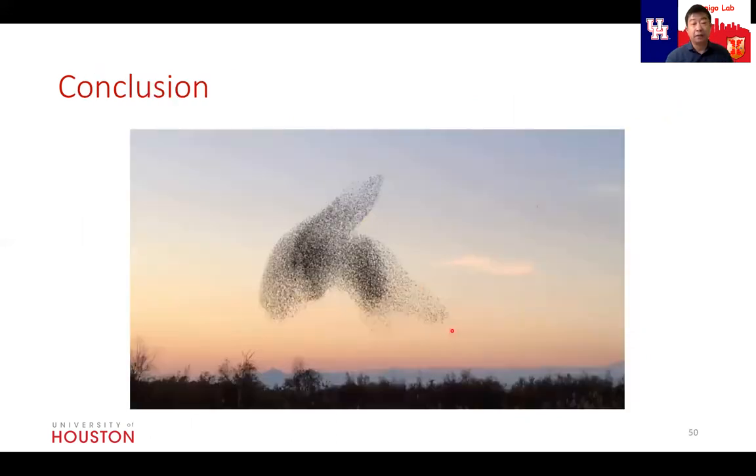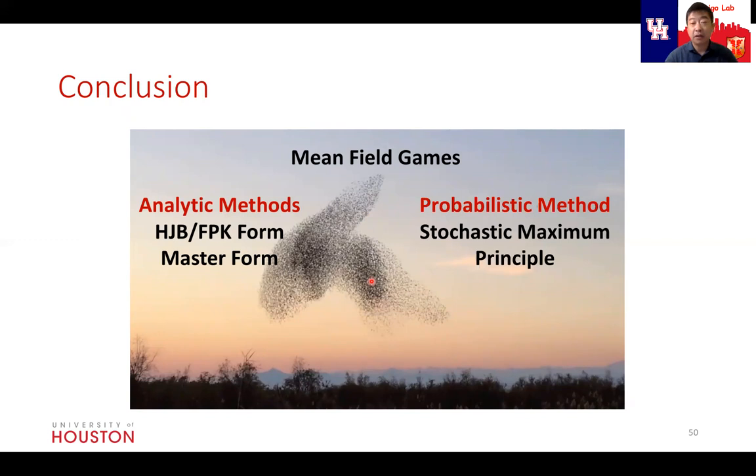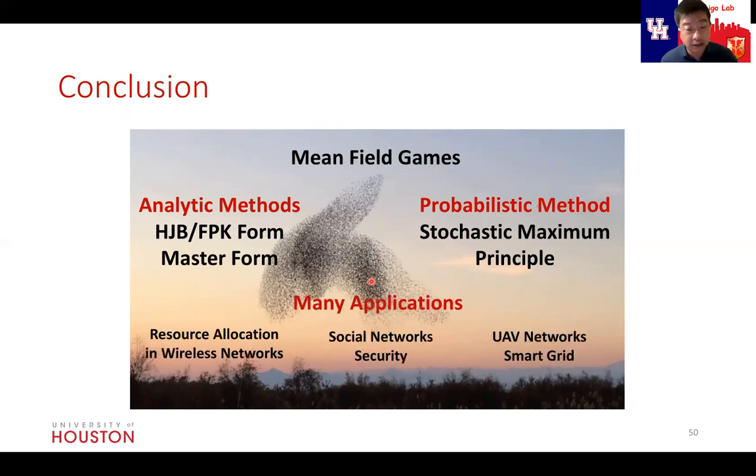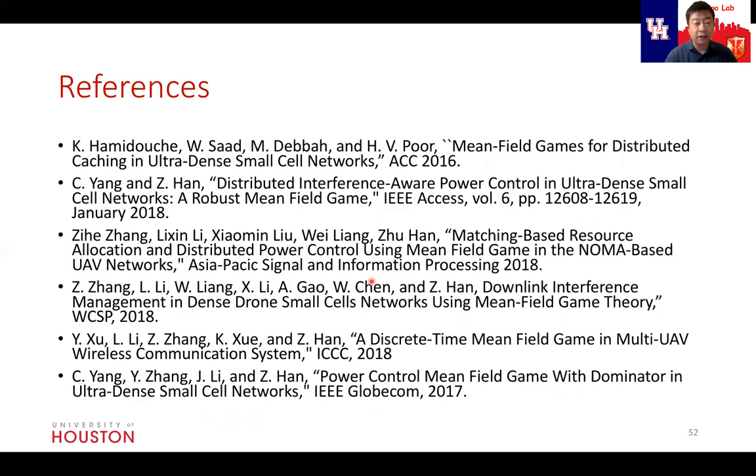So the conclusion is that, okay, you see this is a mean field, a school of fish, a school of birds. So here, mathematically, we have this analytical model, and there are so many different types. And for the probability model, we also have several types. We just list the solutions there. And there are many different applications: resource allocation, wireless network, social network, UAV, smart grid, and nowadays COVID-19, and all those things can be applications. And here we have several references related to our paper.